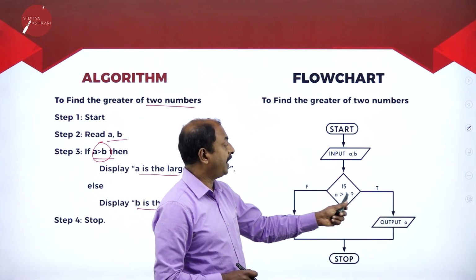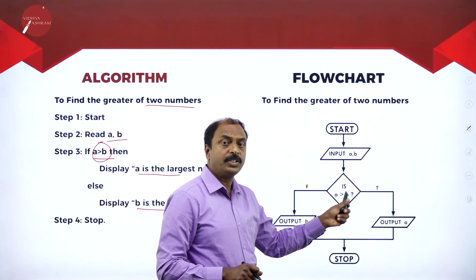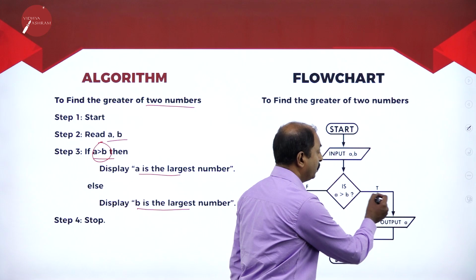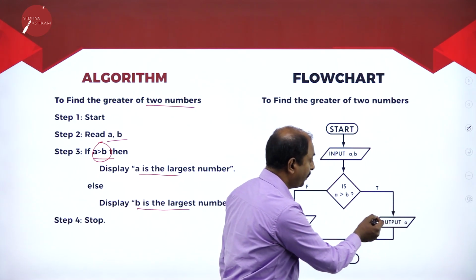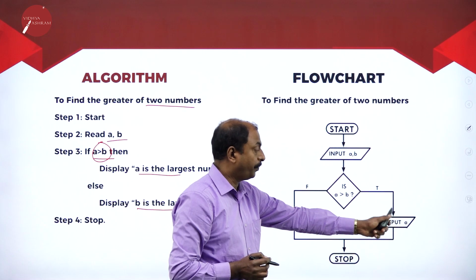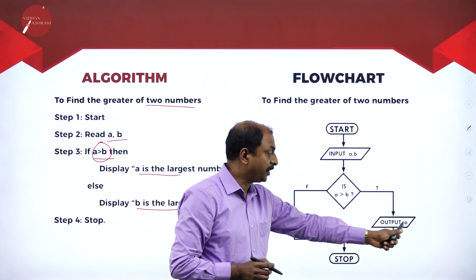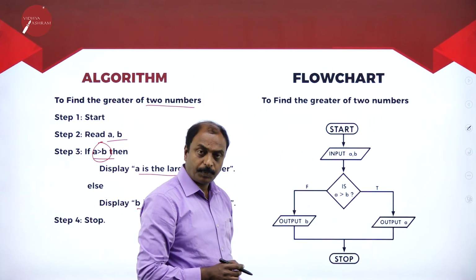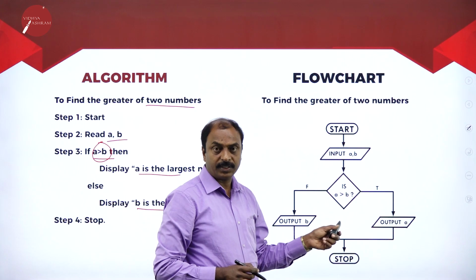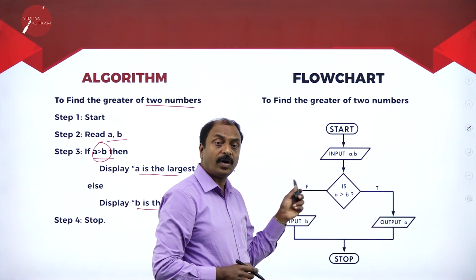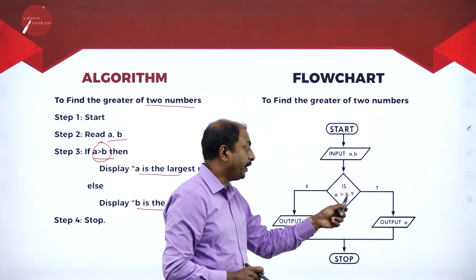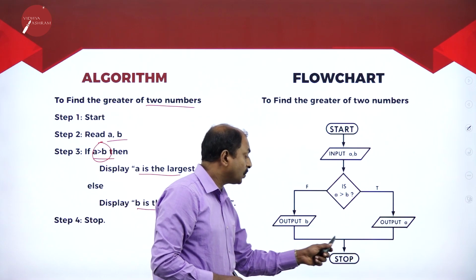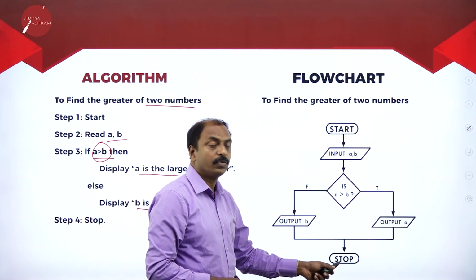So suppose A greater than B is true, in that case we have to print A is greater. So output A, we are using these flow lines to print output A. After printing the result, output A, we have to stop or close this flow chart here. Suppose the condition fails, if A greater than B is false, false means obviously B is greater. So we have to output B and we have to stop, or end, the flow chart here.